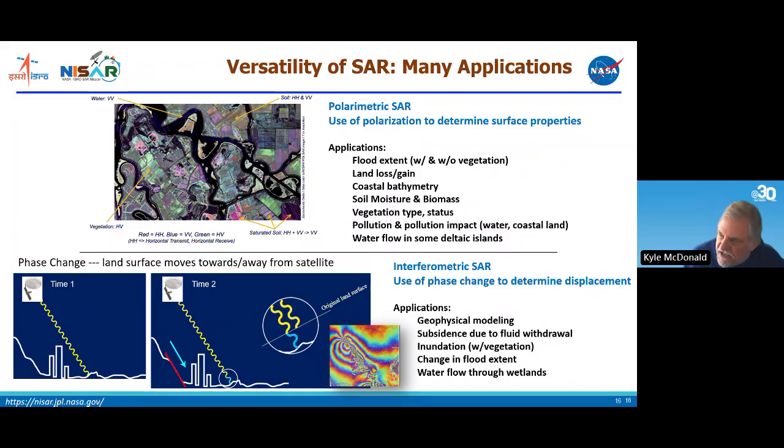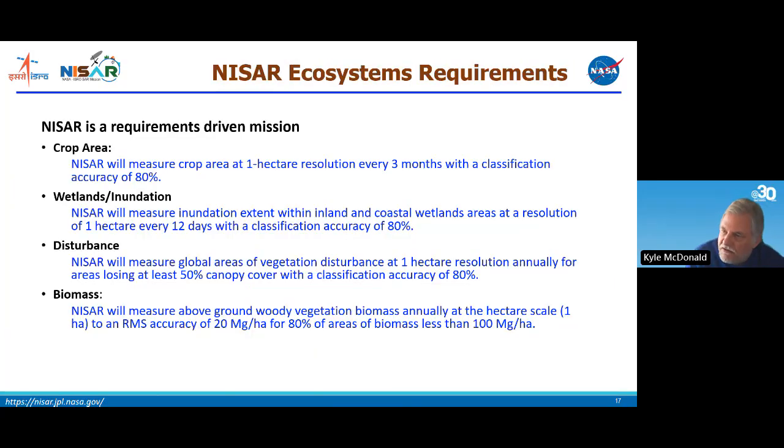Using the interferometric capability where we can look at land surface movements, this has applications in geophysical modeling, studying subsidence in coastal regions or subsidence because of fluid withdrawal from aquifers, for example, which actually cause a small deformation. Aquifer drawdown can cause a small deformation in the surface of the associated land above the aquifer, and you can actually measure this at very small fractions with this radar. The interferometric capability of NISAR will be able to characterize changes on the order of millimeters in terms of land change. Also looking at things like land change in flood extent and water flow through wetlands has proven useful.